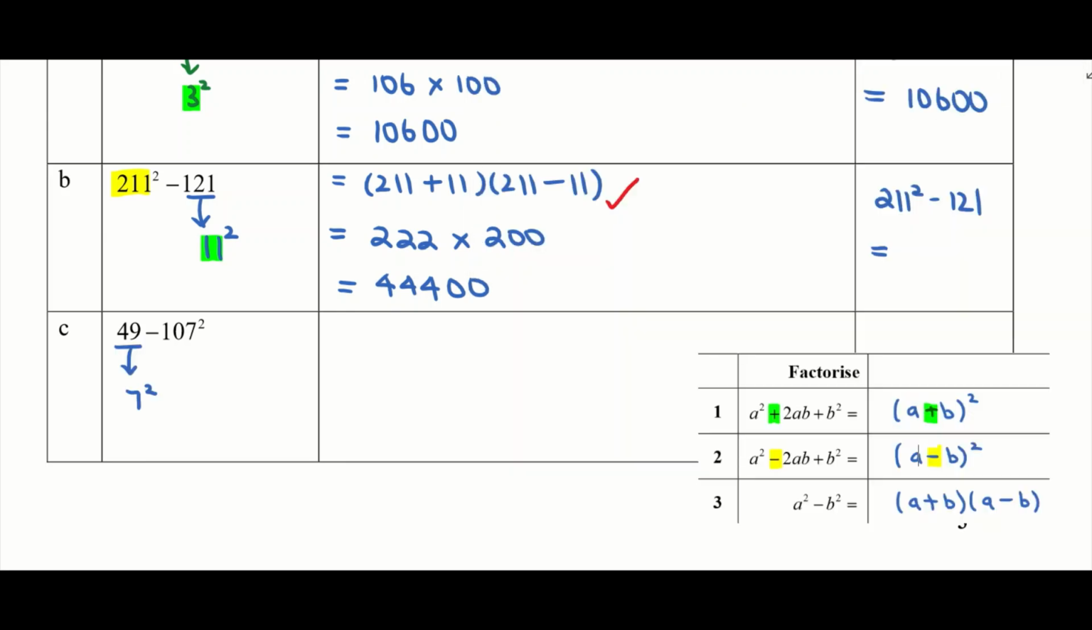Now I come to the last part, part C, and I see that 49 is a square number, 7². So 7 will be my A, and my B will be 107. Let's now write the identity. Using identity number 3 again, we get (A + B)(A − B). After we show the working step, we will evaluate each term individually before writing down the final answer, negative 11,400.